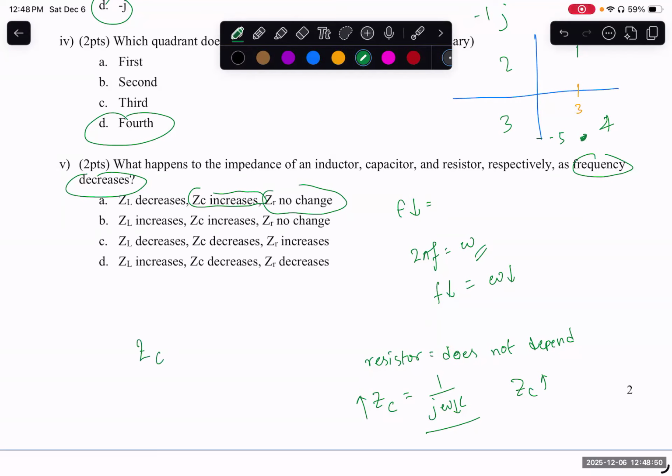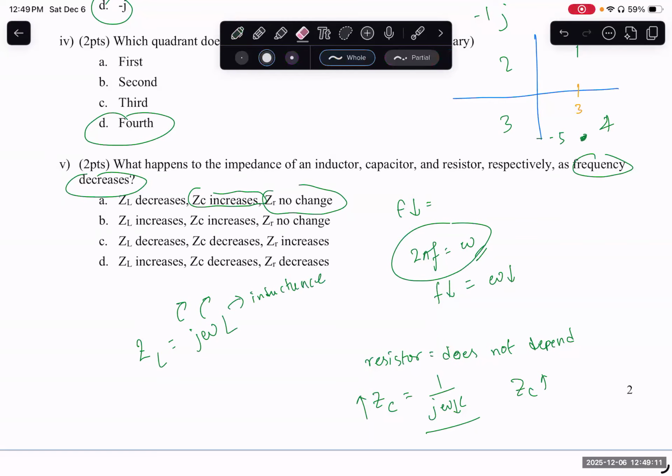ZL, the inductor impedance, is written down as j omega L. And just so that you know, j is just the complex number, omega is the one that we found out here, 2 pi f, and L is the inductance value. And it says omega goes down, right? So ZL would go down as well. So we have our answer here.